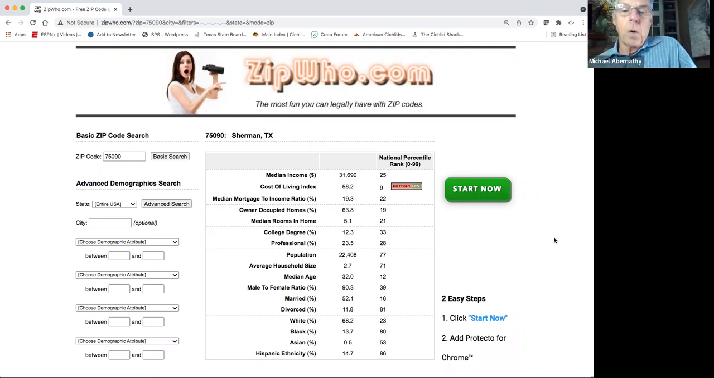Population is a tiny bit low. Average population is 25,000.